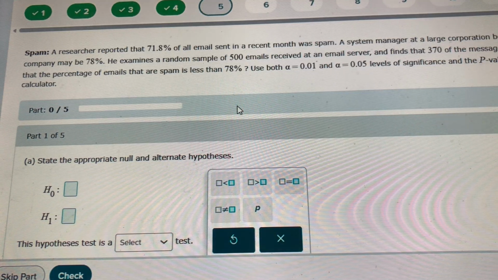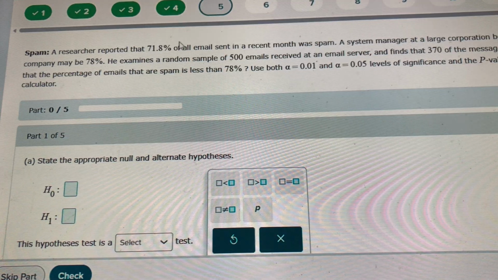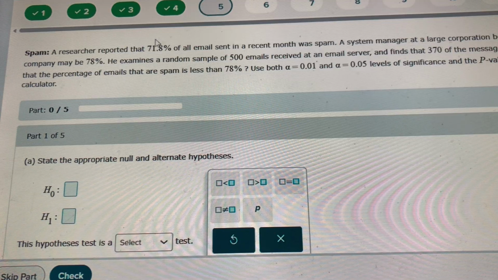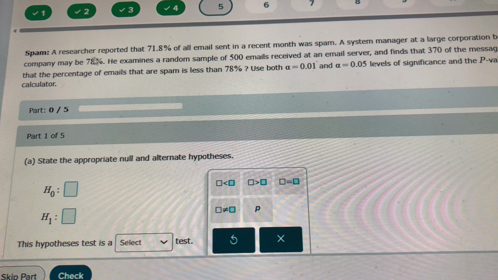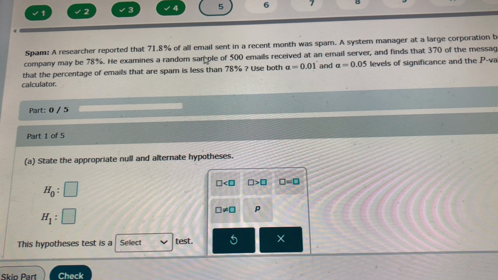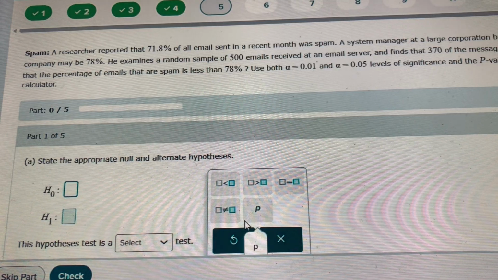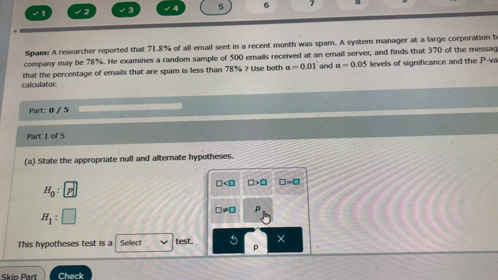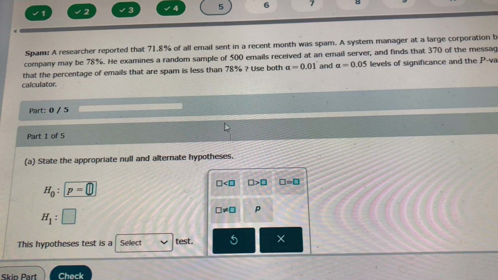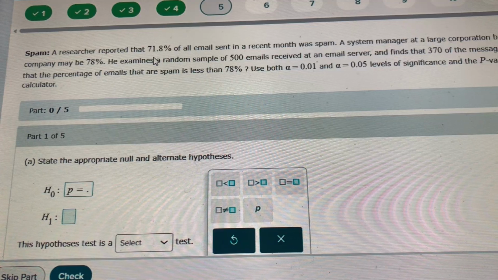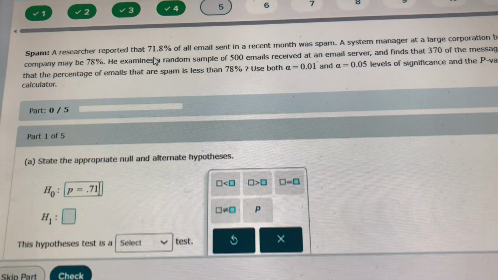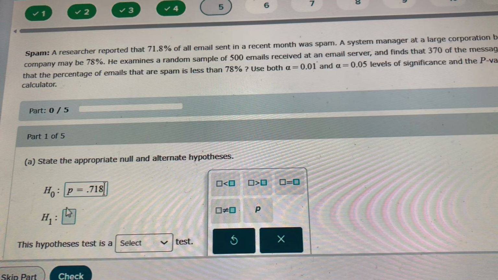Okay, the big difference now is that we're switching to percentages or proportions. These are going to come from yes/no questions. A researcher reported that 71.8% of all emails sent in a recent month was spam. So you put P instead of mu, and you really can't mess it up because they don't give you a chance to put mu accidentally. Same rule: you put equal to, and always change percents to decimals, so 0.718. If you don't make it 0.718, they'll count it wrong.